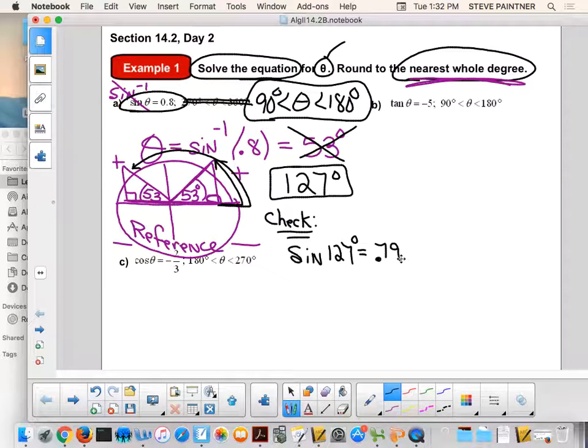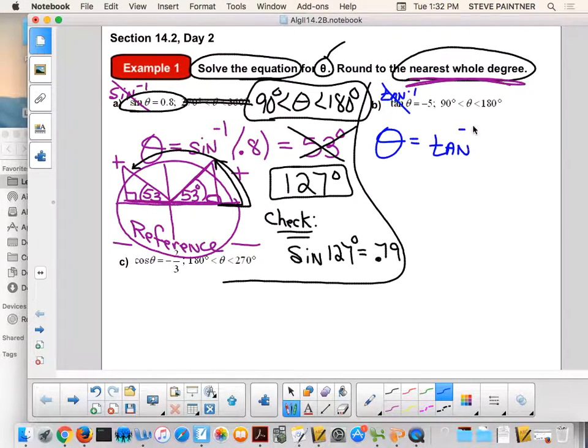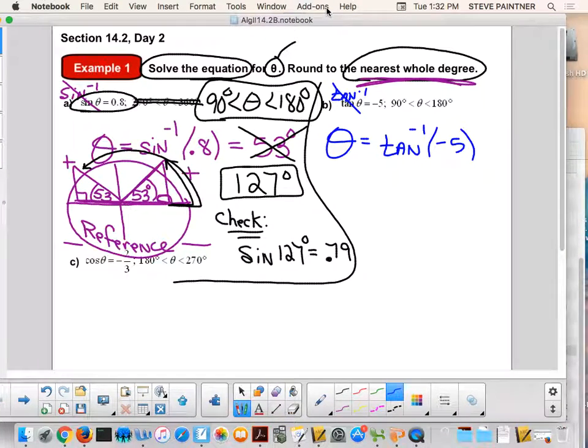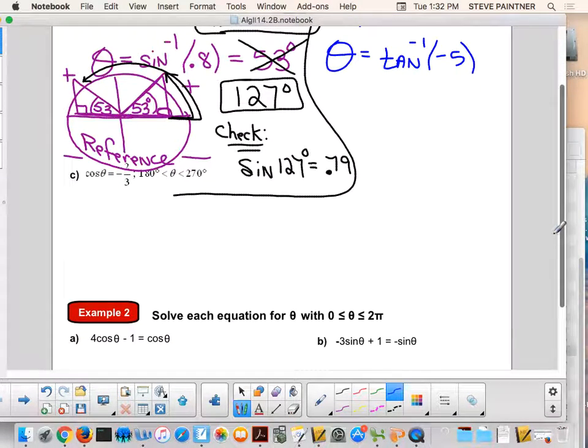Next one is tangent. Tangent of theta equals -5. Okay? How do we solve it? How do you get rid of tangent? Inverse tangent. Inverse tangent knocks out tangent. Theta equals inverse tangent of that. All right, go ahead, punch it in. See what happens. -79. Okay, now hang on. You're getting a little too far ahead of me.